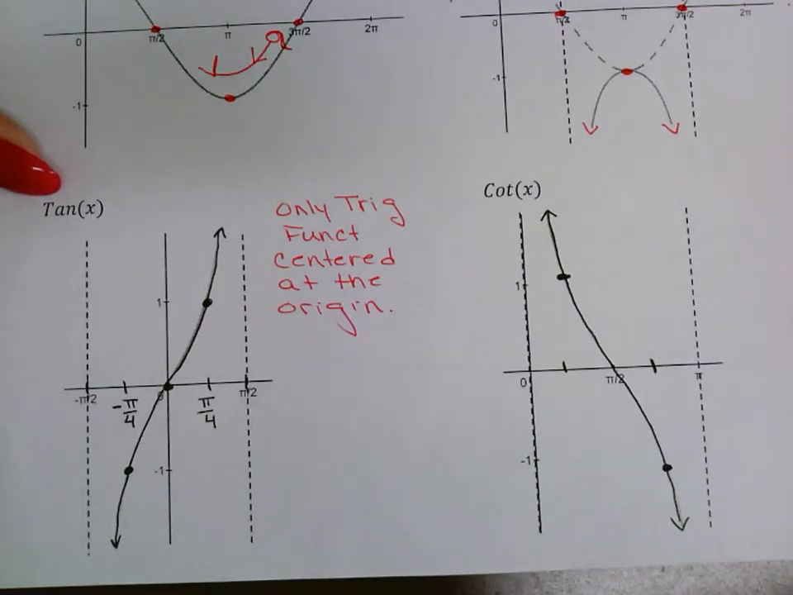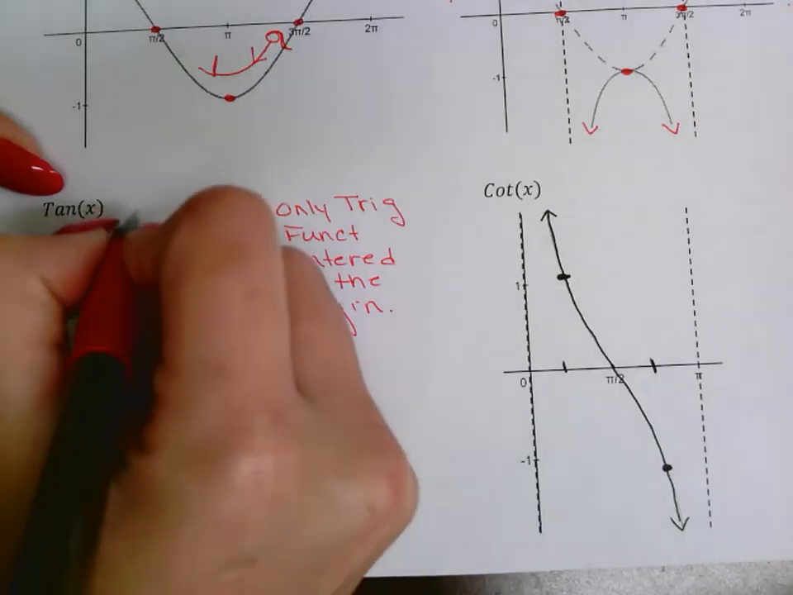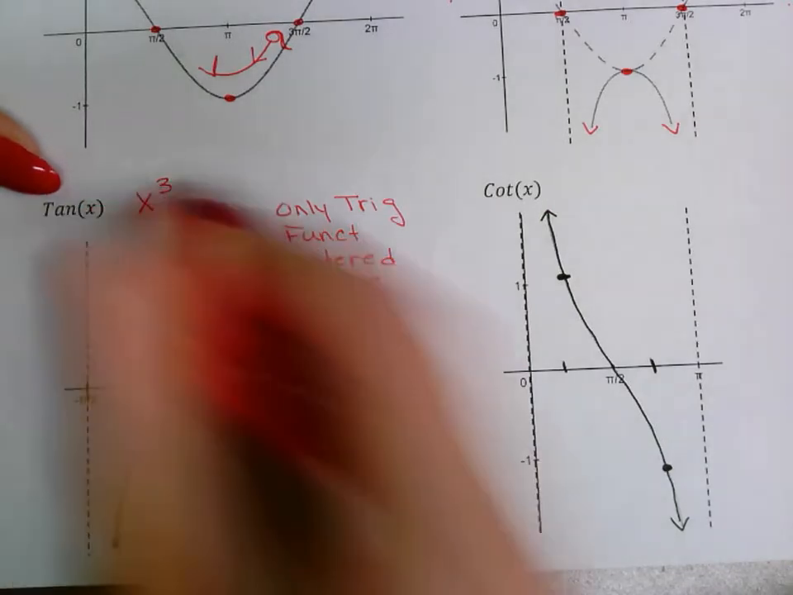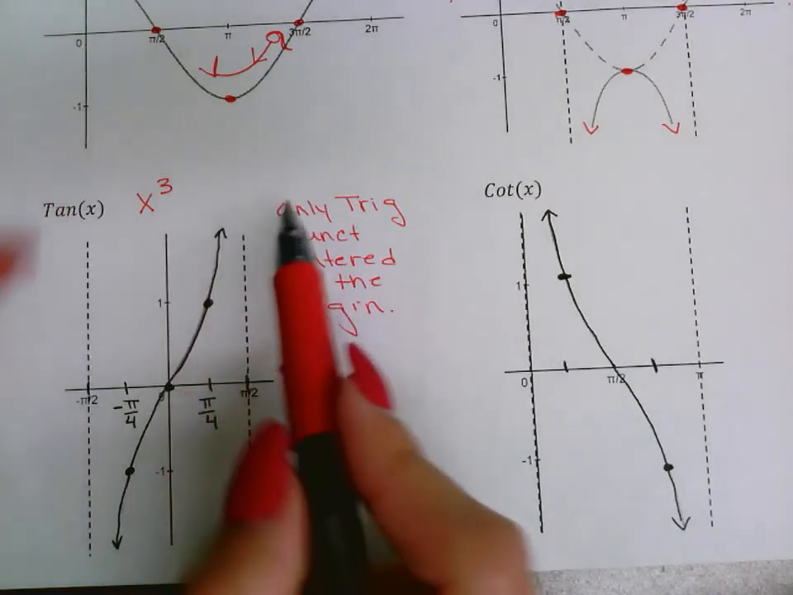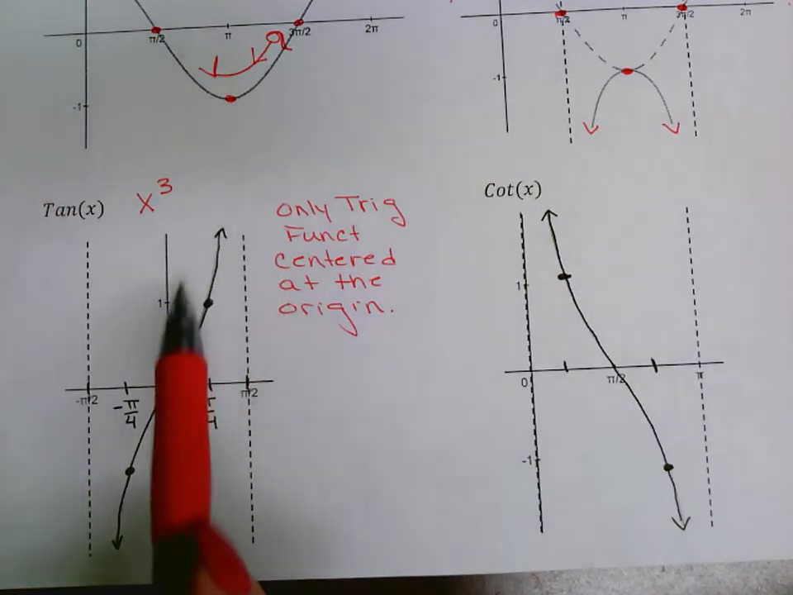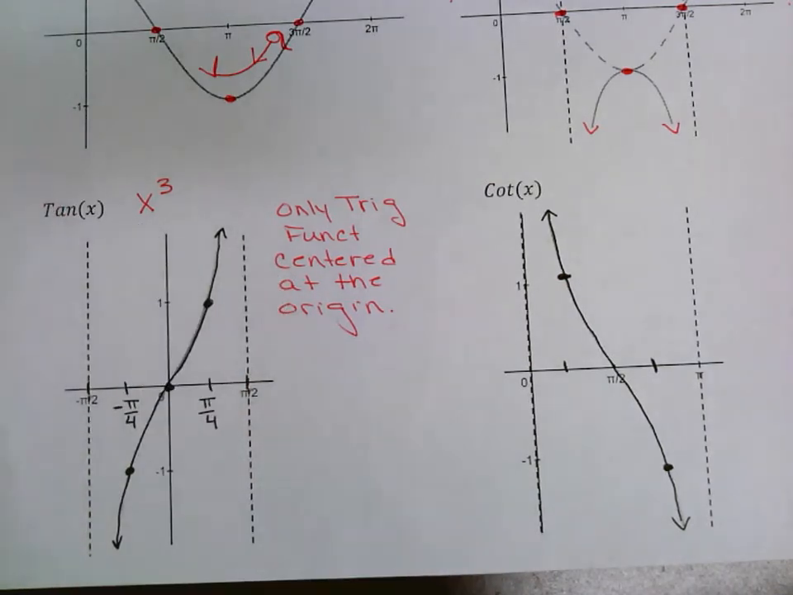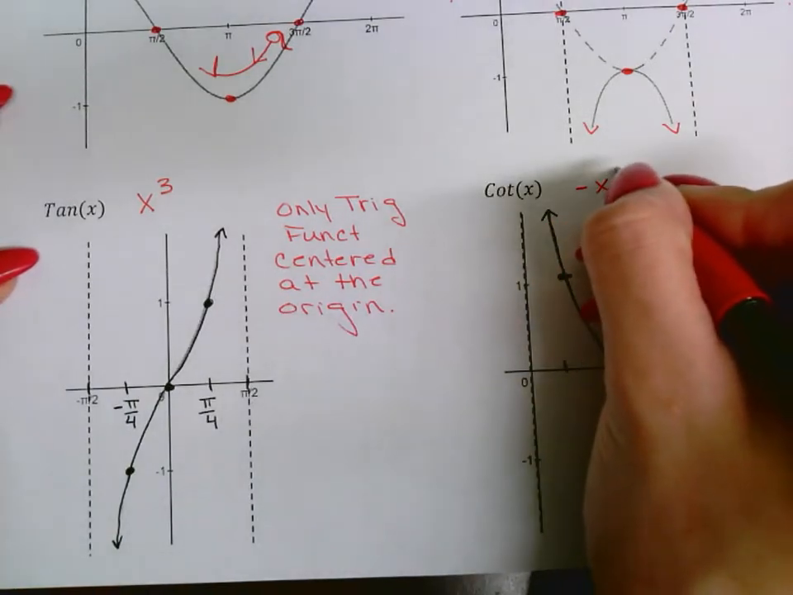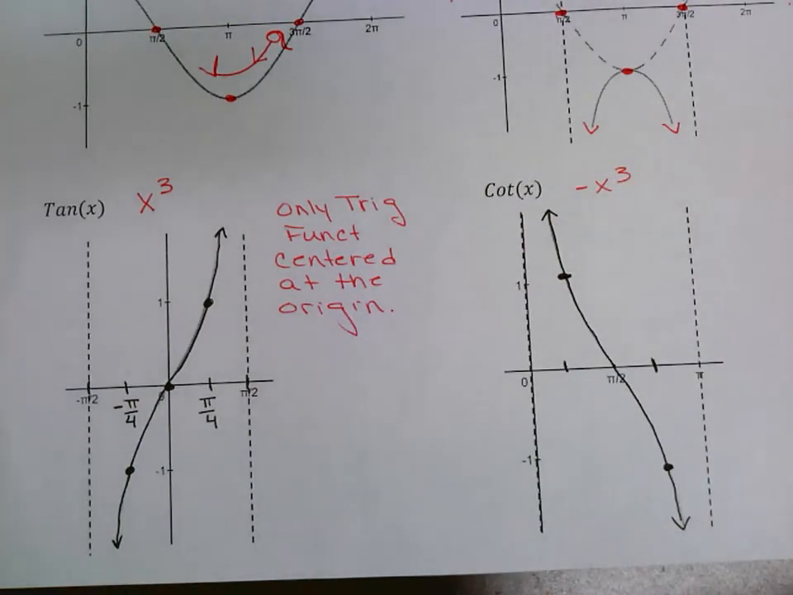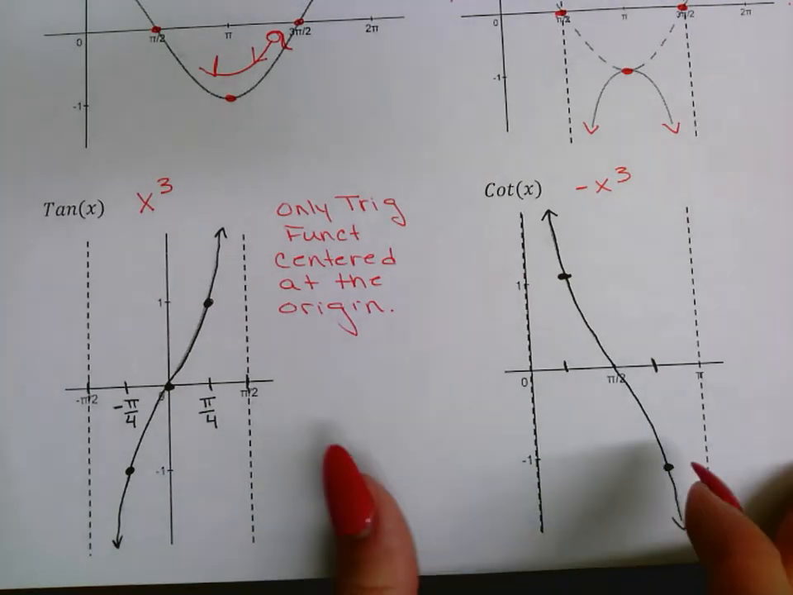A little shortcut to help you remember, I always think that tangent looks like the x cubed graph. Remember when we do the robot? Tangent. So the difference between x cubed and tangent is that tangent goes only up until the asymptotes, where x cubed doesn't have those asymptotes and it goes forever. And then cotangent would look like a negative x cubed. It goes downward. Okay? So a quick recap.